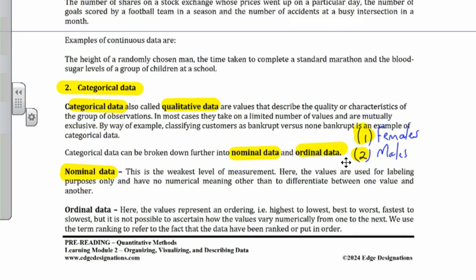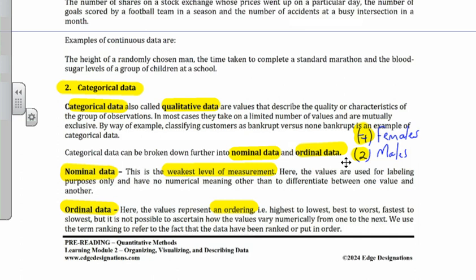For the same price, guys, I could have called the females 7s and the males 2. It makes no difference. So in terms of measurement, and look what we say over here, nominal data is the weakest level of measurement. Ordinal data, here order does make a difference. Look at the word order. The values represent an ordering. We're going highest to lowest.